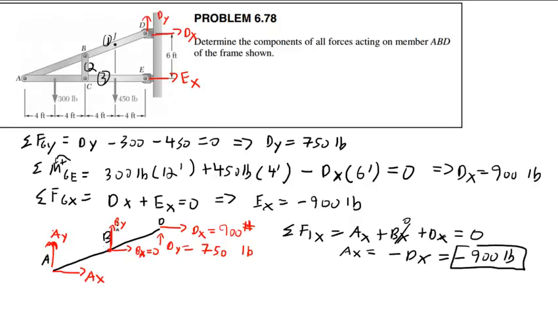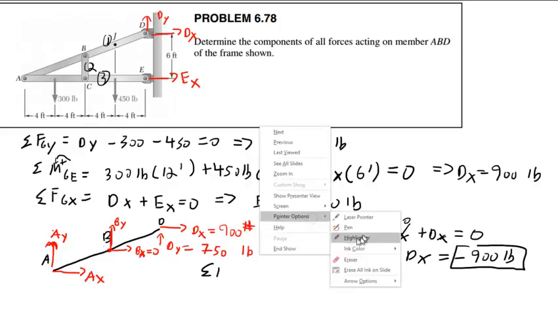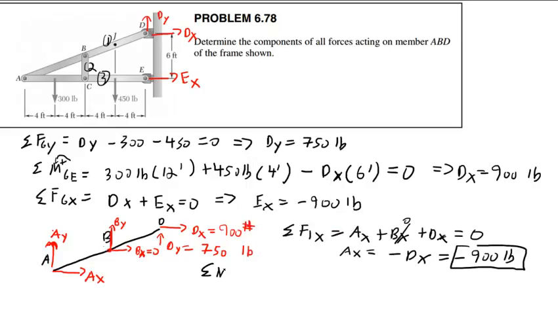All right, so now we need to find this and this. What is the most effective way to do that? I think the most effective way is to sum moments about point A. Sum moments about point A on object 2, or sorry, object 1. I'll try to be consistent with my notation. Sum moments on object 1 about point A.